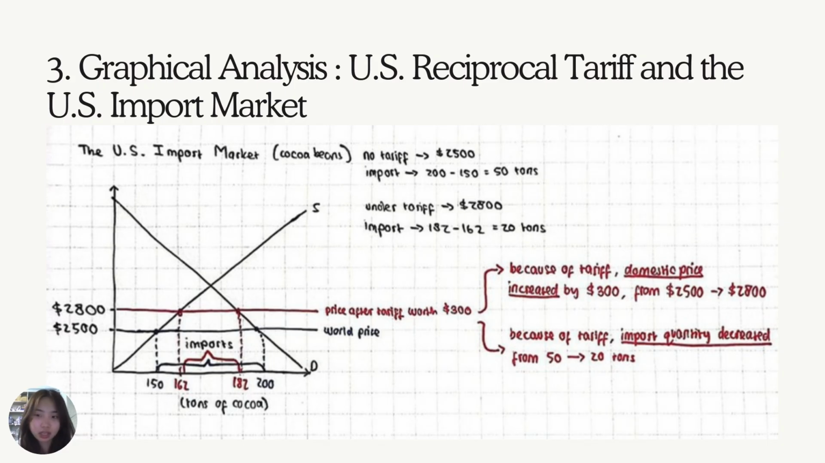This leaves a decreasing room for imports. So under tariffs, the imported cacao beans went from 50 tons to only 20 tons.